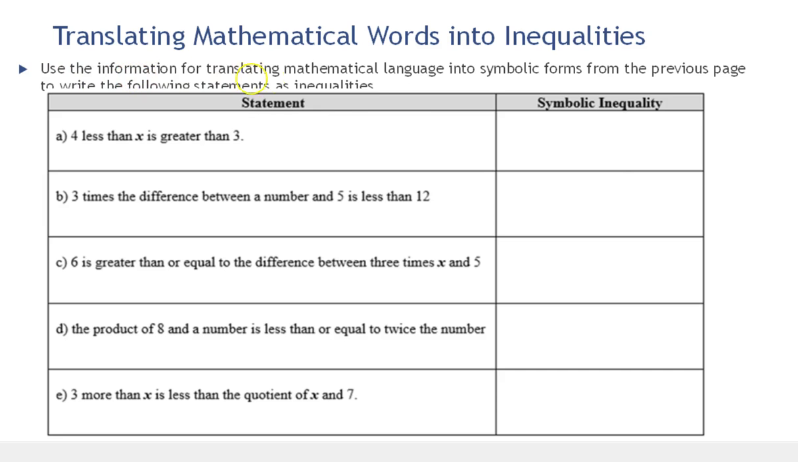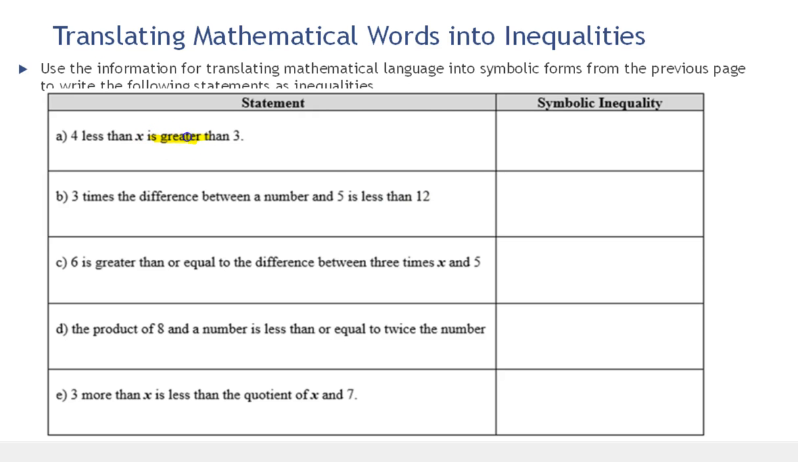Use the information for translating mathematical language into symbolic forms from the previous page to write the following statements as inequalities. Okay, so let's read the first one. 4 less than x is greater than 3. Okay, so notice this is very similar to the equations that we worked with. An equation might have said 4 less than x is 3, but now notice we have the is greater than.